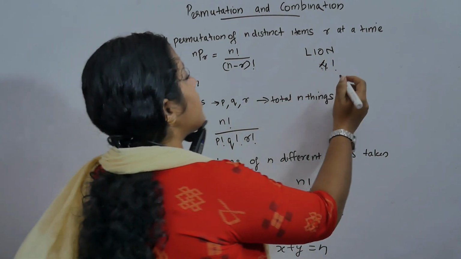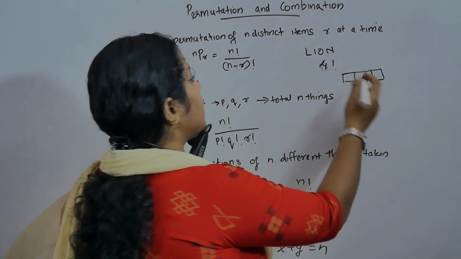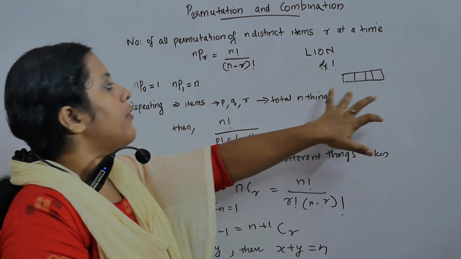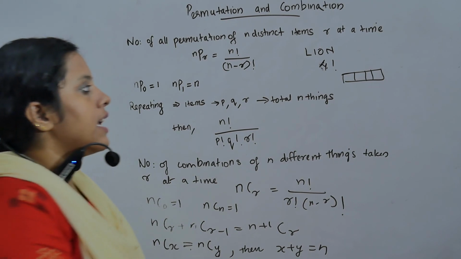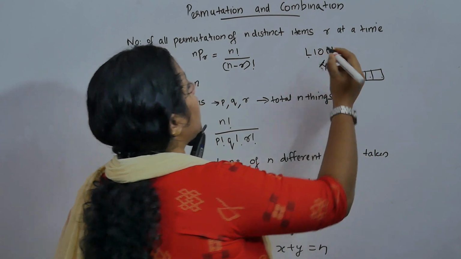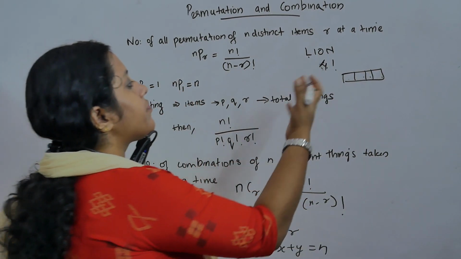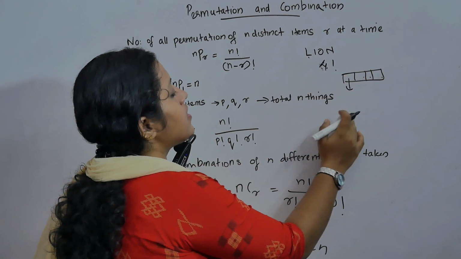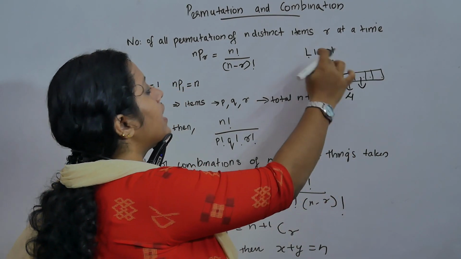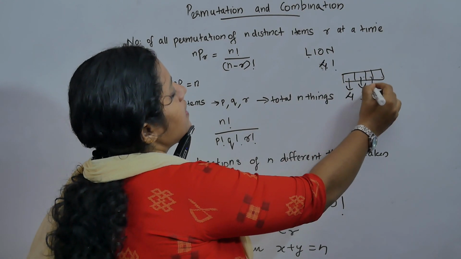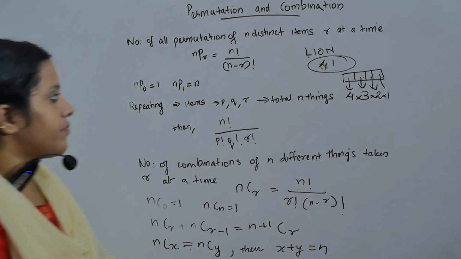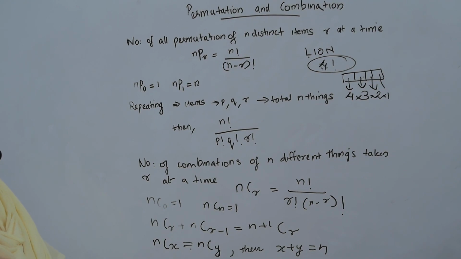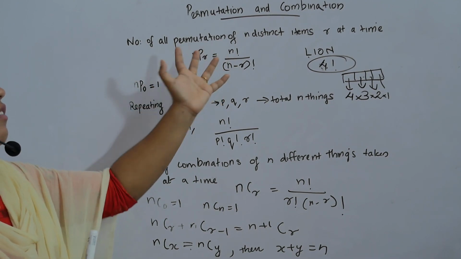Suppose in this case, lion, without repetition, they're asking you to find in how many ways you can arrange this word. Then we have 4 places and 4 letters, right? In the first place we can have any, so 4. In the next place we can have the remaining 3, then 2, then 1. So 4 into 3 into 2 into 1, that is 4 factorial. That is one example of permutation.